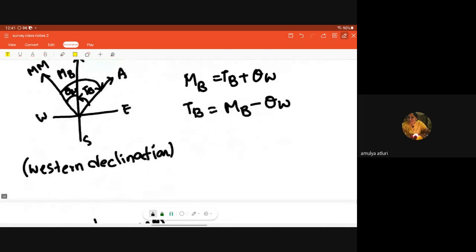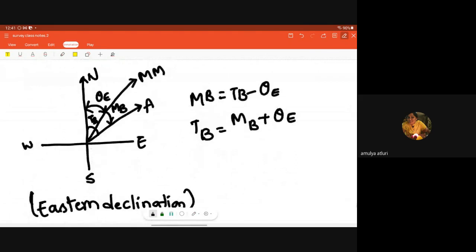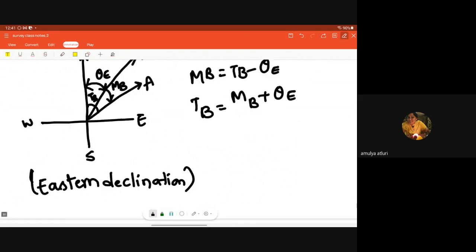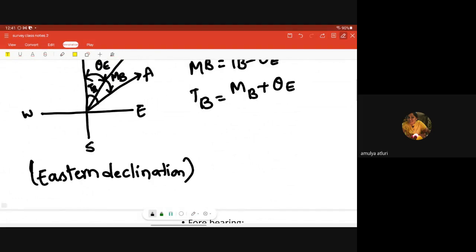They will sometimes give the true bearing and magnetic bearing, and ask you to calculate theta, the magnetic declination. And sometimes they will give the magnetic declination and any one of true bearing or magnetic bearing, then ask you to calculate the other. So there will be problems like this. Okay, fine. Next, what are the systems of bearings?